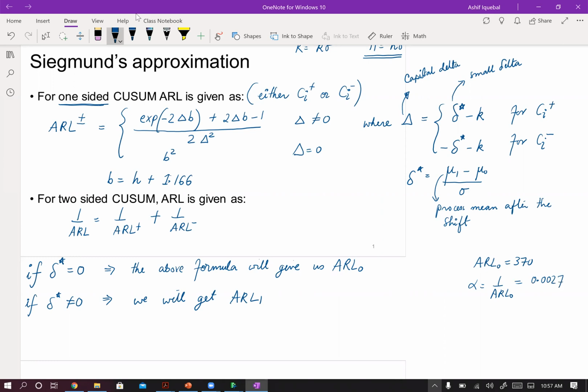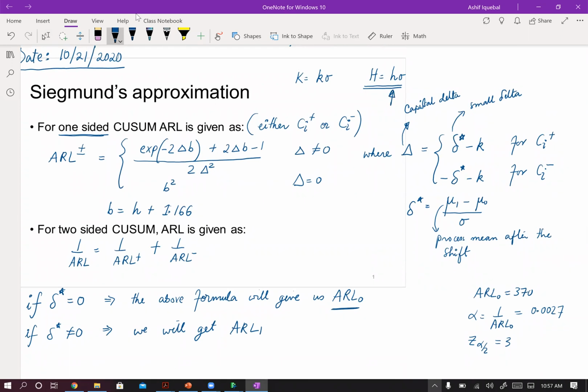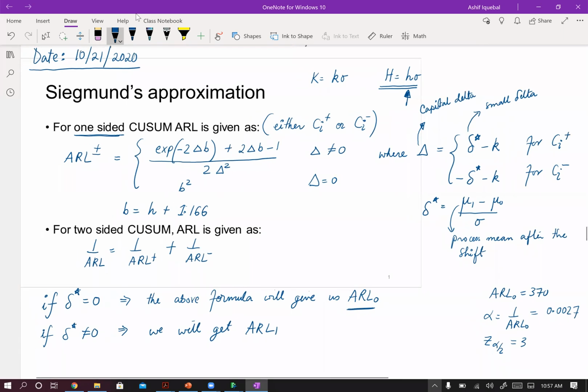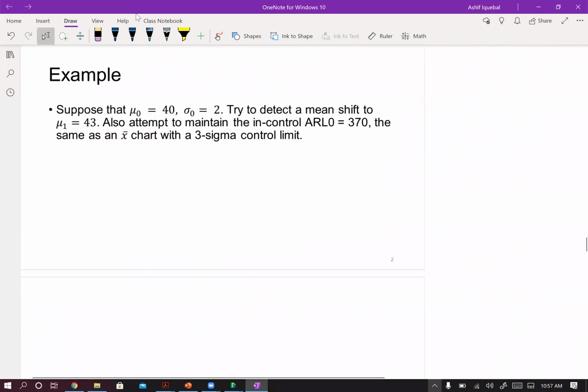Now, once we knew alpha, we were always able to find out Z alpha by 2, which was 3, right? And then we knew the width of the control limits. So in a similar fashion, if I know ARL 0, then I can backtrack and find out the value of H here. And if I know the value of small h, I can always find out the width of the control limit. Does it make sense? Right, so let's take a look at an example and then this will be more clear to you.